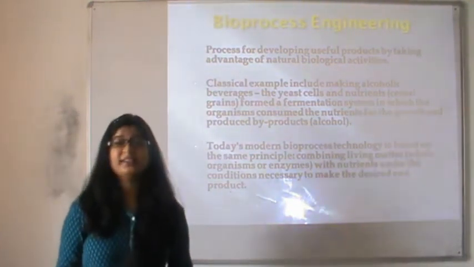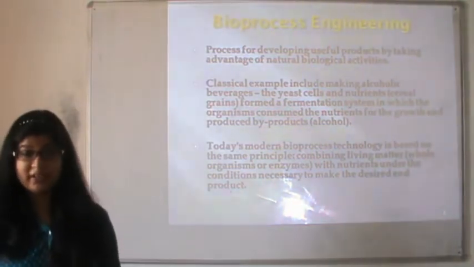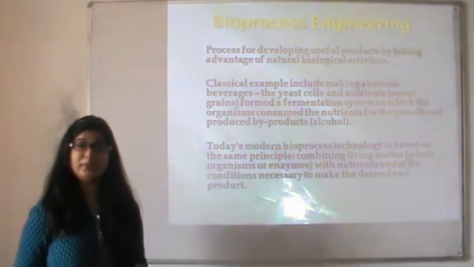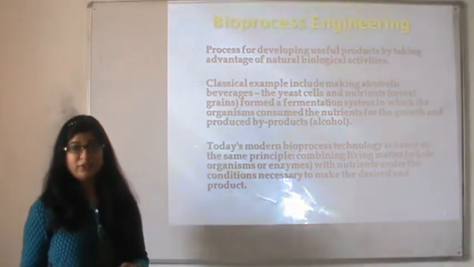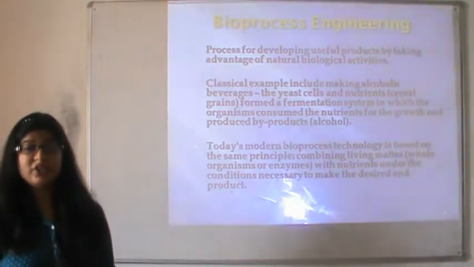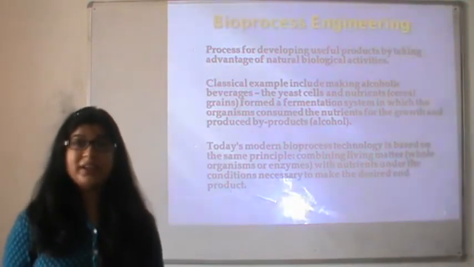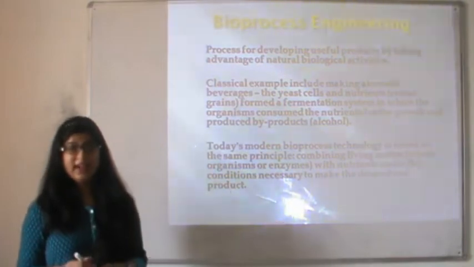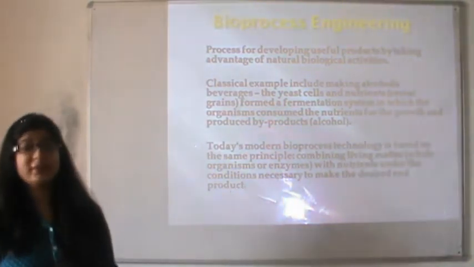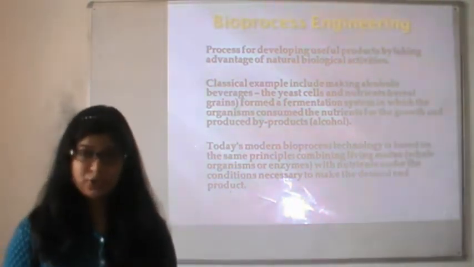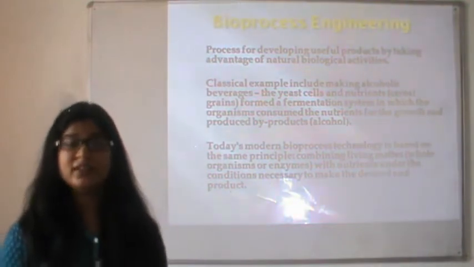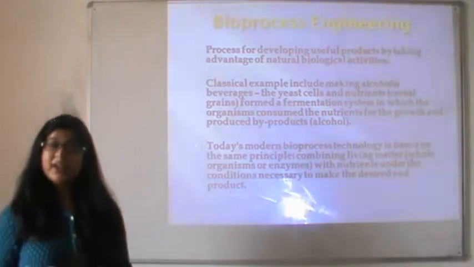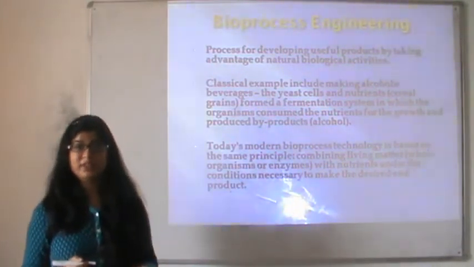Other classic examples include wine making, etc. Now when Alexander Fleming discovered penicillin, what he found was that Penicillium notatum was producing penicillin. But what is the logic behind it? That organism, Penicillium notatum, produces penicillin when specific conditions are provided to it. So it is also an example of bioprocess.